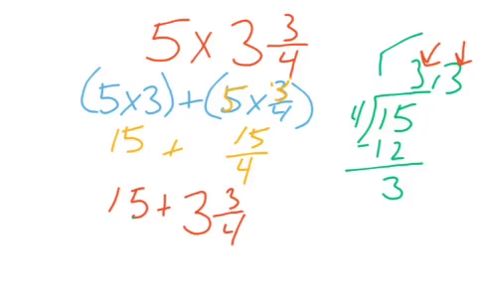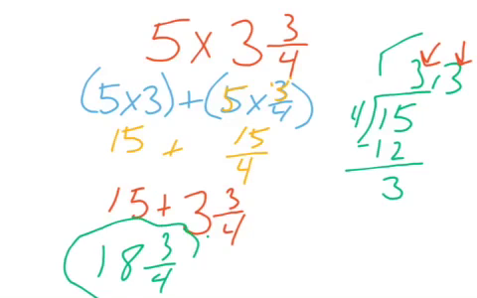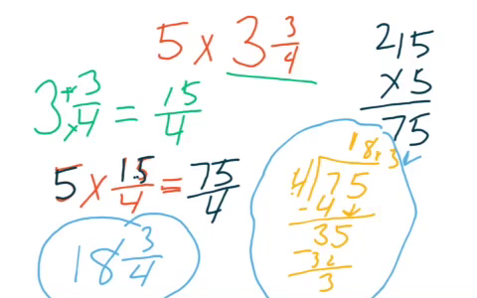Now I can add 15 plus 3, and I get 18 3/4. So either way you do it, you get the same answer. You can choose which way works best for you. Alright, so go back and rewatch this video if you forget the steps. Again, step number 1, depending on which way you're doing it.